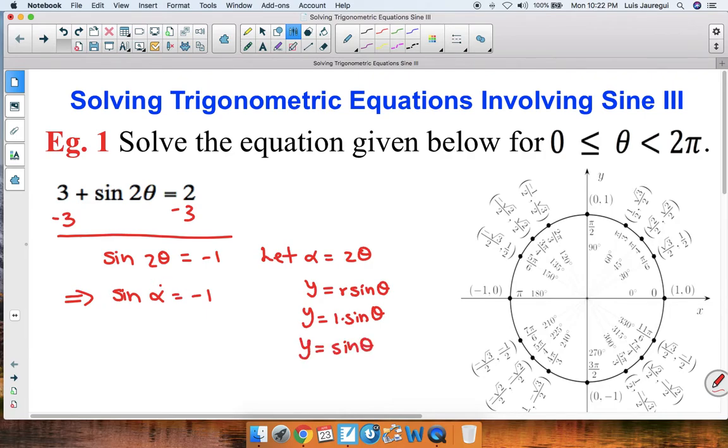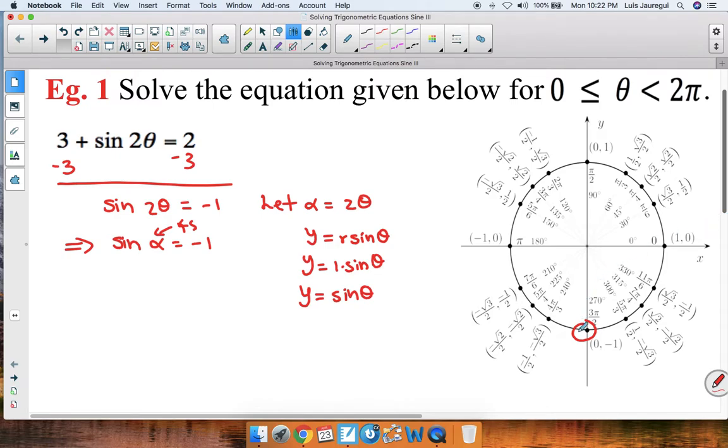So we're looking for angles that have an actual y coordinate equal to negative 1. So we come here on the unit circle, we say, well, that particular angle that has a y coordinate equal to negative 1 happens to be here. Okay? And that happens when alpha is equal to 3 pi over 2. Now with that in mind, we can now solve for theta. So let's solve for theta.